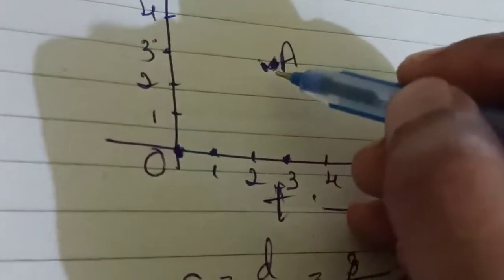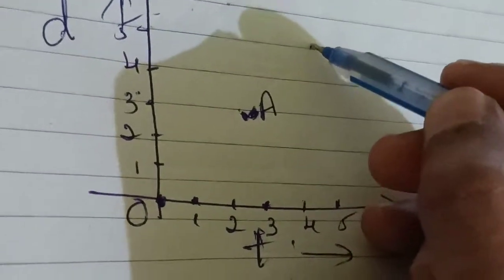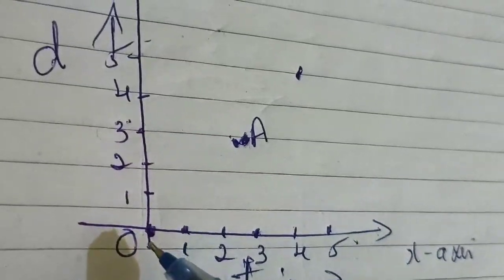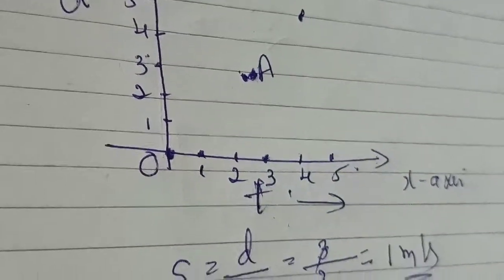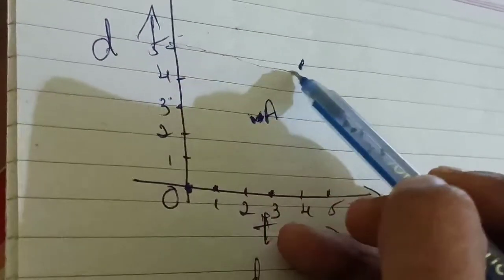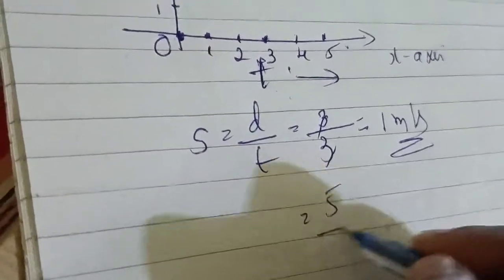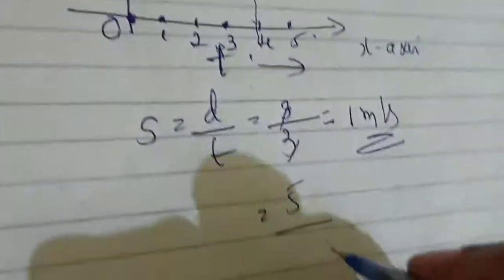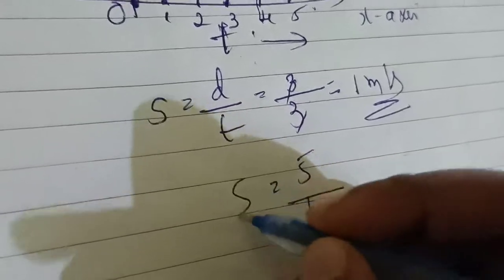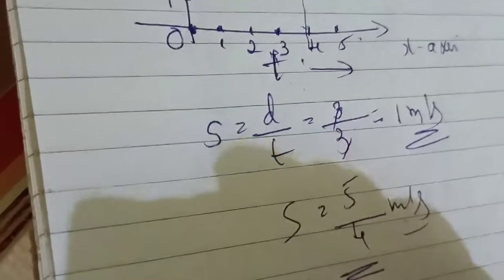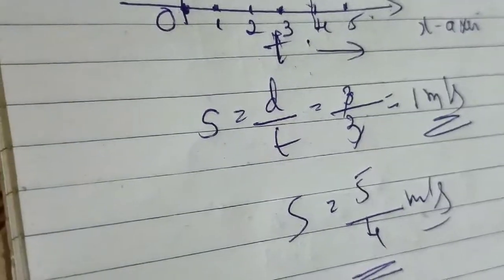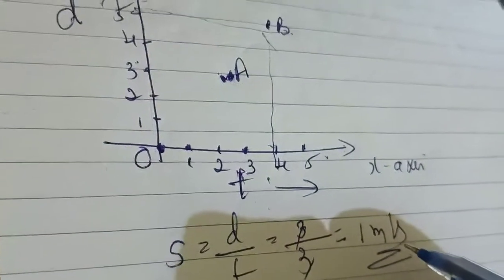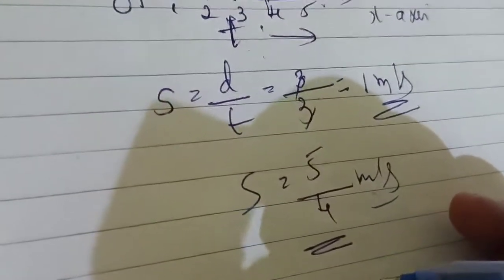For example, we'll consider another point here. How much distance is covered? It is 5, isn't it? So within what time? It is 4 seconds. So this will be your speed, 5 by 4 meters per second. This is another point, consider it point B. So at point A the speed is 1 meter per second, and at point B it is 5 by 4 meters per second.